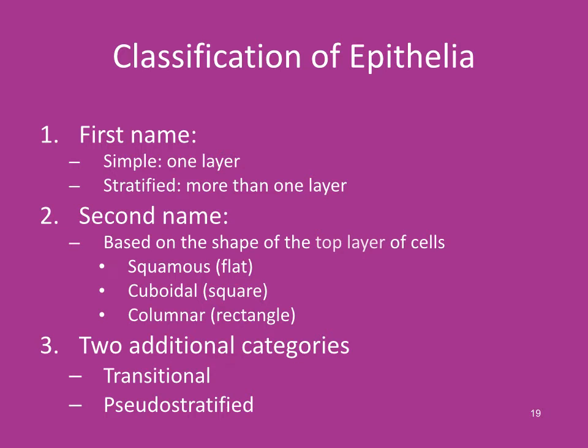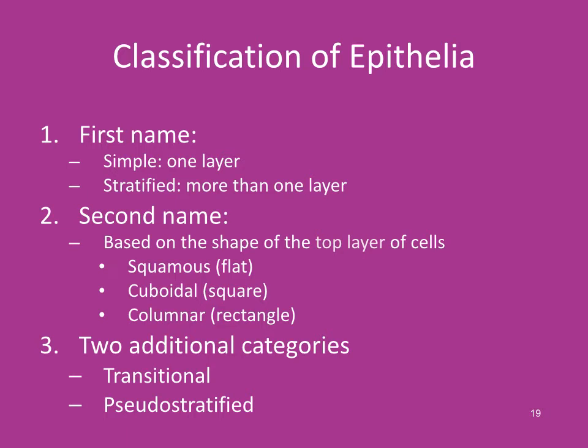Okay, now let's get to the naming of the epithelial tissues, because there's a whole bunch of epithelial tissues that we're going to learn here. And here's the way you name them. They all have two words. The first word is either simple, which means one cell layer, or stratified, which means there's a bunch of layers. Okay? So the first word of all the epithelium is either simple or stratified.